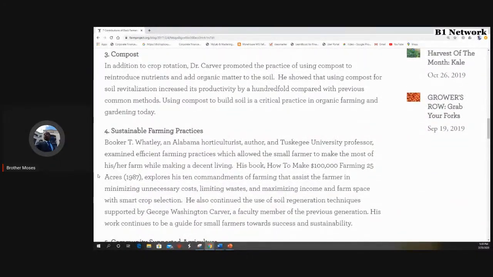In addition to crop rotation, Dr. Carver promoted the practice of using compost to reintroduce nutrients and add organic matter to the soil. He showed that using compost for soil revitalization increased its productivity by 100-fold compared with previous common methods. Using compost to build soil is a critical practice in organic farming and gardening today.